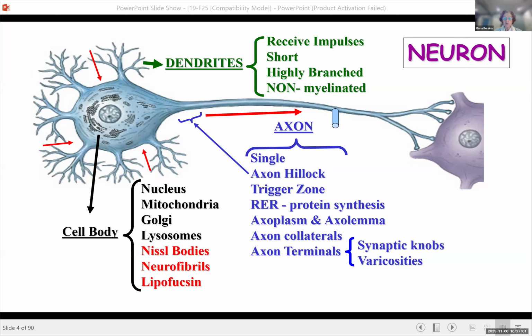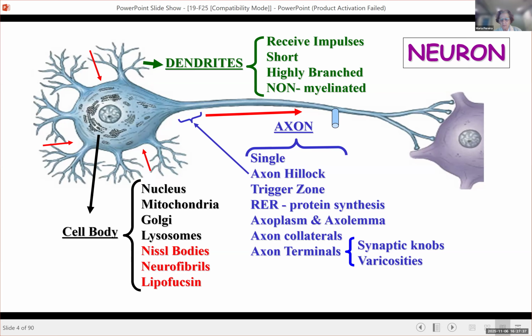Okay, so what is important in the axon? This area here is very important. This is where the cell body meets the axon. And this is known as the axon hillock. So hillock is a hill. It's a little bit elevated. And why is it elevated? It has a high concentration of voltage-gated sodium channels. So keep this in mind. Voltage-gated sodium channels. And it's also known here as the trigger zone.